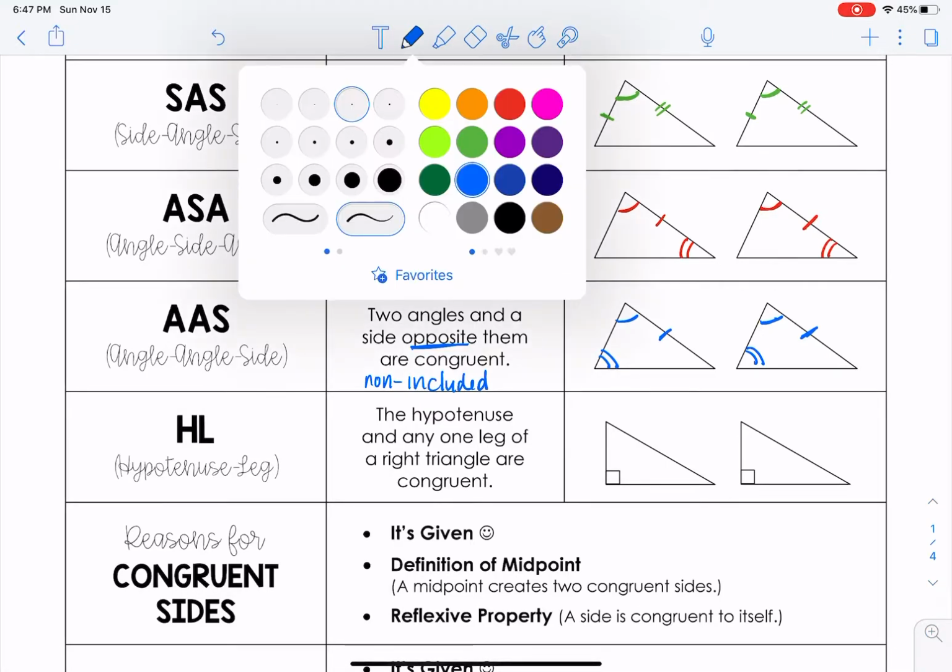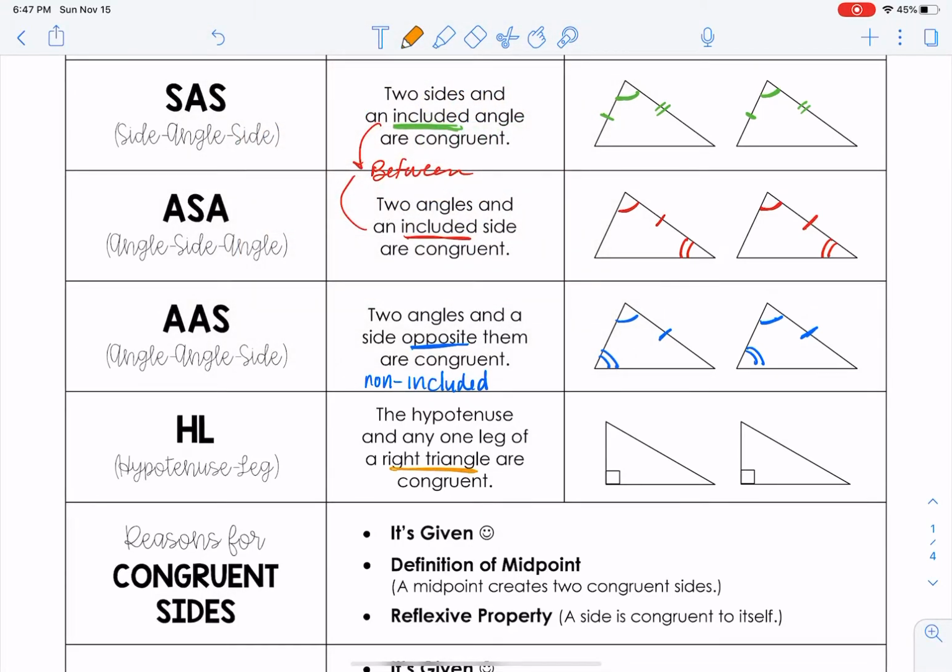Hypotenuse leg is specific to right triangles. And once I have right triangles, if I know that a leg and the hypotenuse have corresponding matches in another right triangle, then I know that those 2 triangles are congruent.